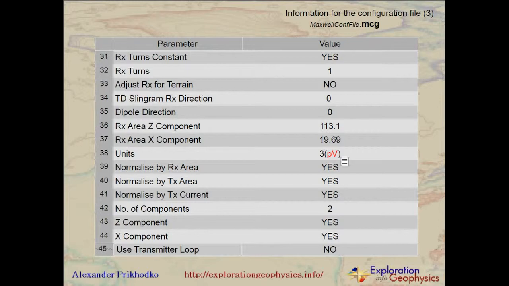On the next slide you can see some important receiver specifications, and VTEM dB/dt units are picovolts normalized by the receiver and transmitter effective areas, which I mentioned before, and by the peak of the transmitter current.